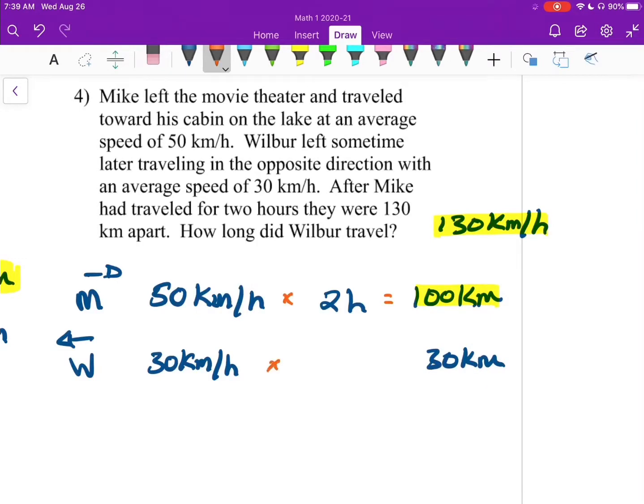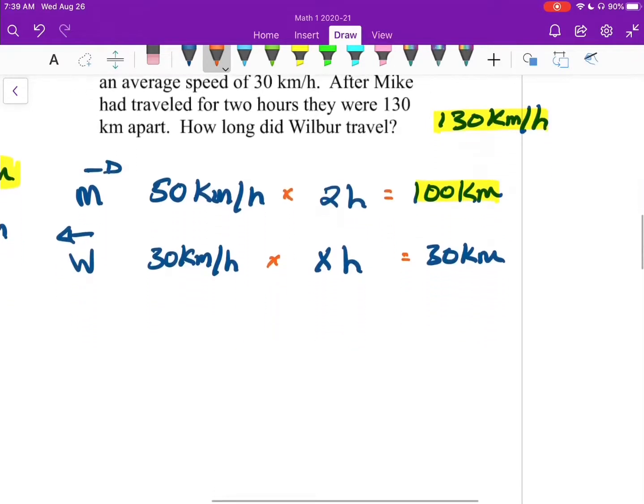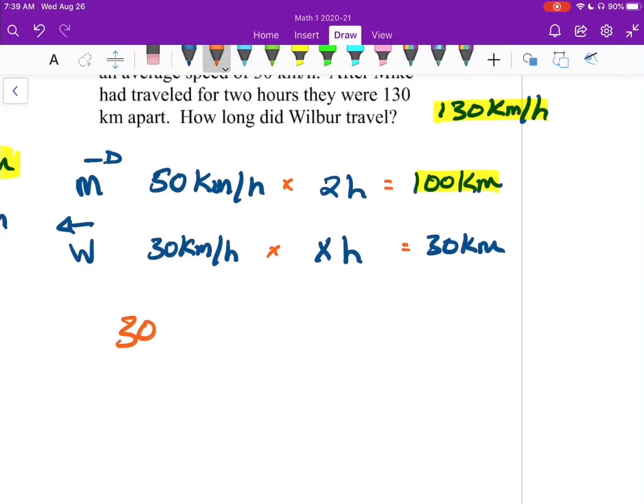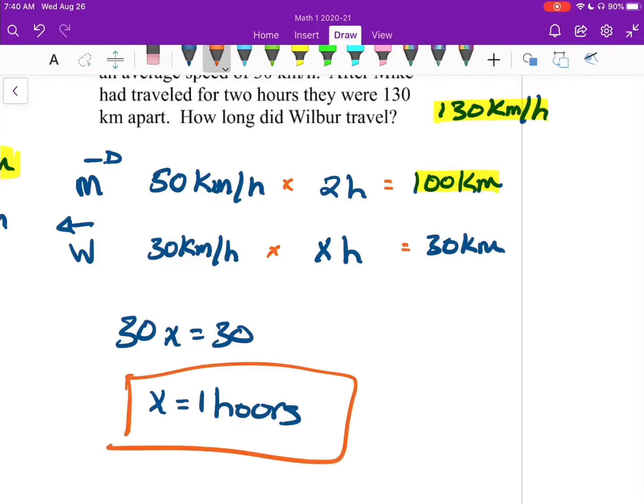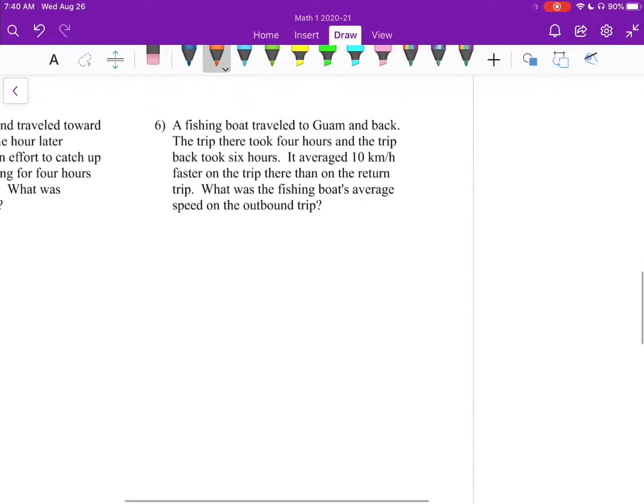So we can fill in here, and we have x hours. So again, to make a pretty equation out of this, we have 30x equals 30. And we divide by 30, and x equals 1. And we're talking about hours, or just h. Alrighty. Number 5.